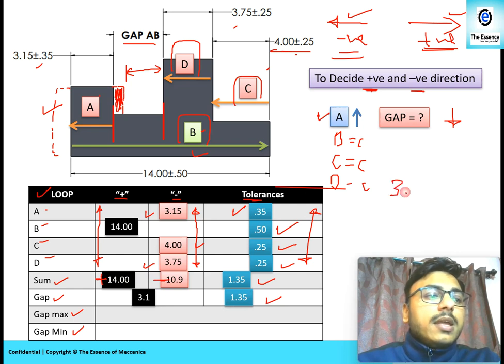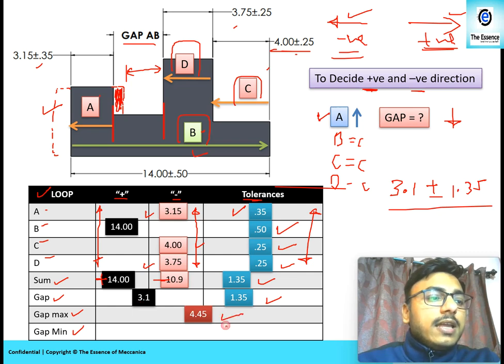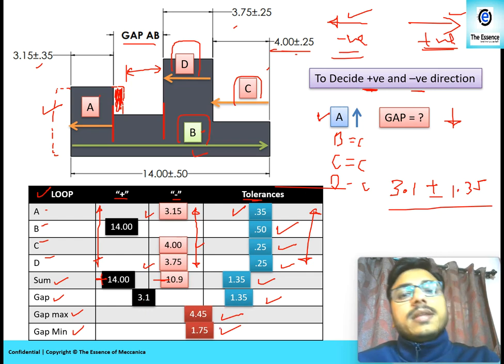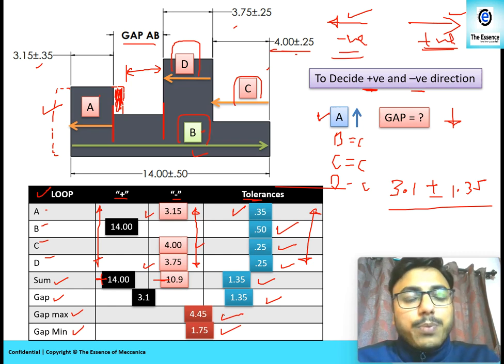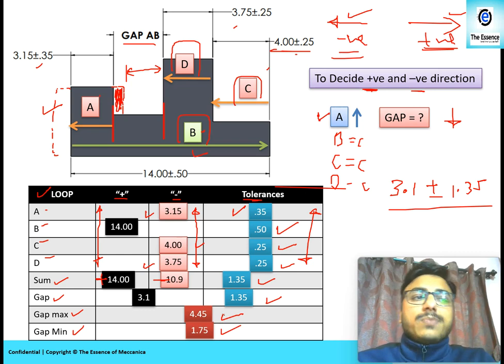So gap will be 3.1 plus or minus 1.35, right? In this way max gap will be 3.1 plus 1.35 and min gap will be 3.1 minus 1.35. So 4.45 and 1.75 will be the answers. You can do it yourself as well. Prepare the loop, prepare the stack up table with me. You can always practice with me.